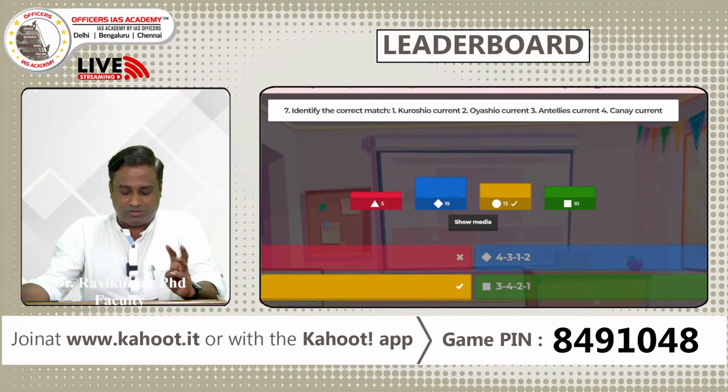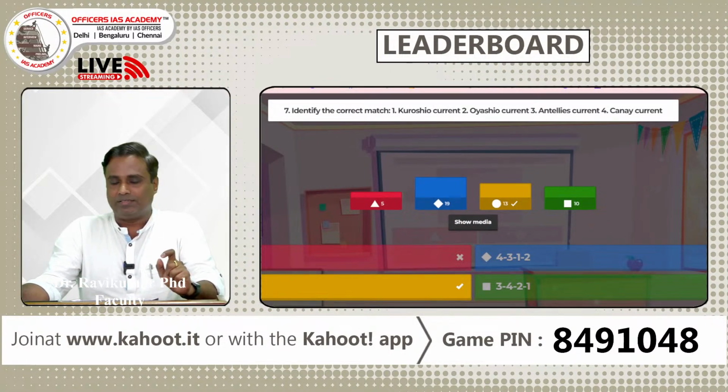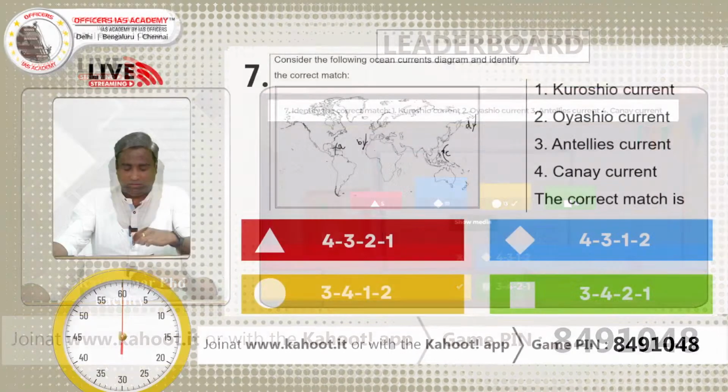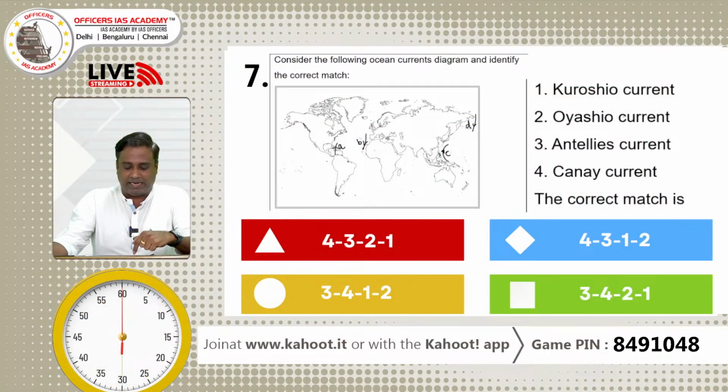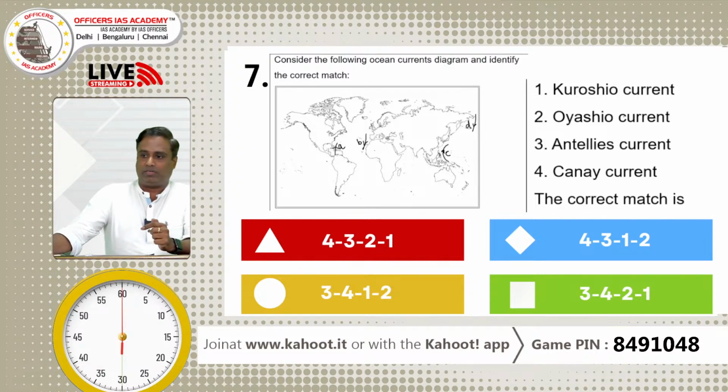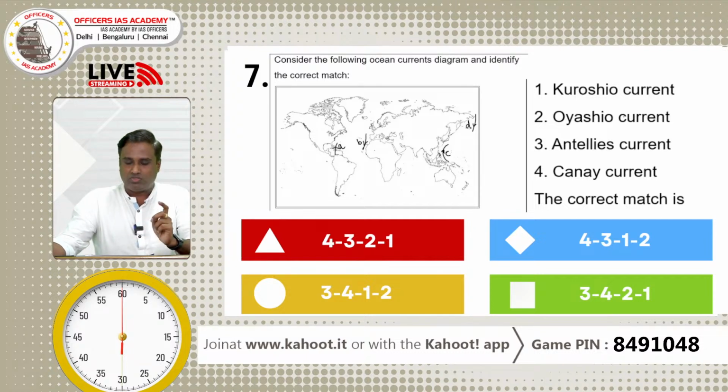There are four ocean currents: Kuroshio current, Oyashio, Antilles, and Canary current. The A marked here is exactly on the Antilles Islands, so obviously it goes to the Antilles current system. And B passes near the Canary Islands, so it becomes the Canary current. And C passes near the Philippines, so it becomes the Kuroshio current. And D is the ocean current that flows from the Arctic to the Northern Pacific, the Oyashio current system. So the answer is C, 3, 4, 1, 2.